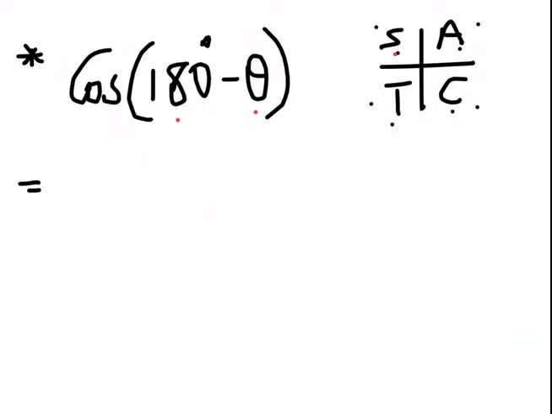So the question is, in the second quadrant, is cos positive or negative? Cos is negative in the second quadrant. Why? Because it's only sine which is positive. Anything else is negative, which means tan and cos are negative in that quadrant. In this quadrant, it's only tan which is positive. That means sine and cos are negative. In this quadrant, it's only cos which is positive. That means sine and tan are negative.